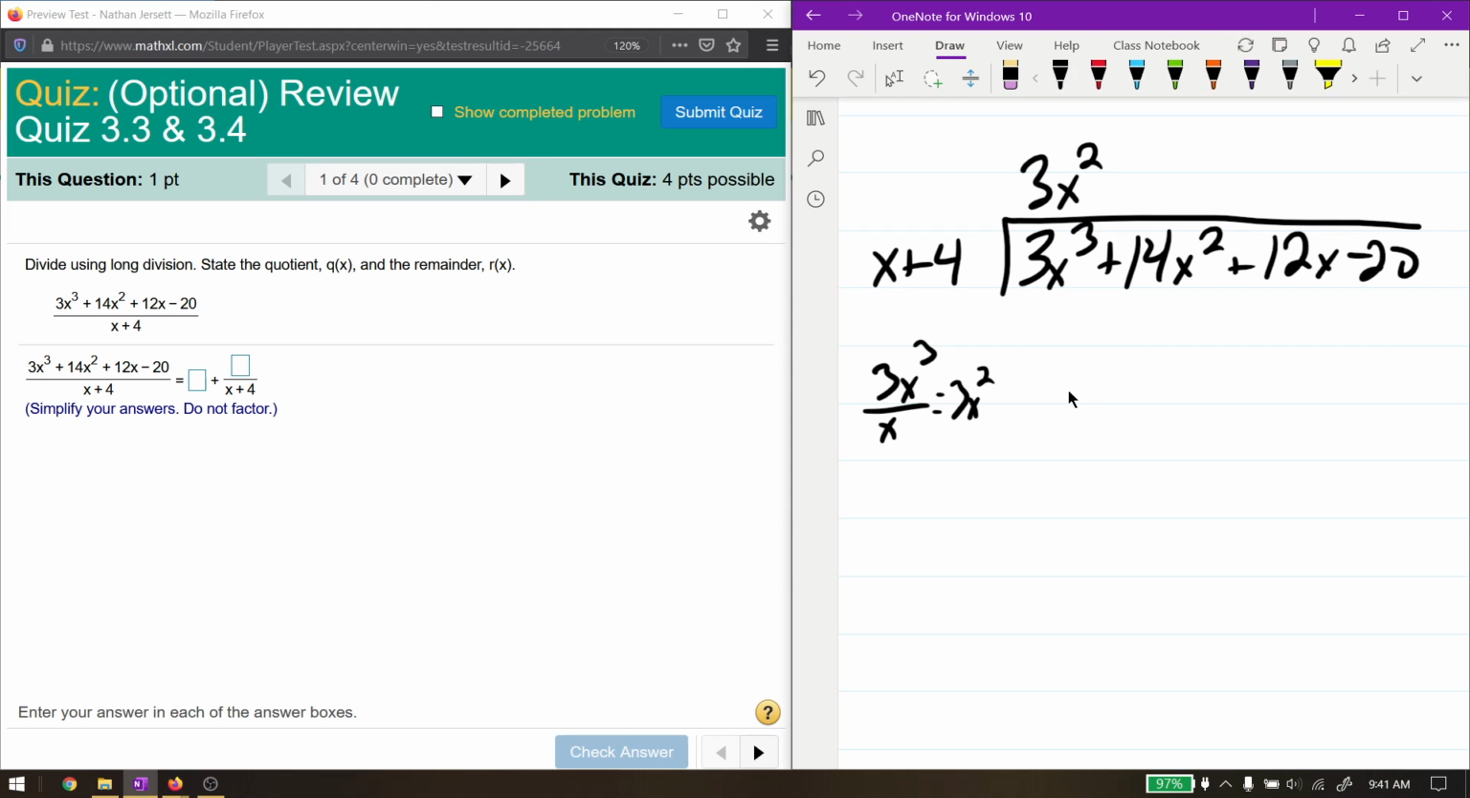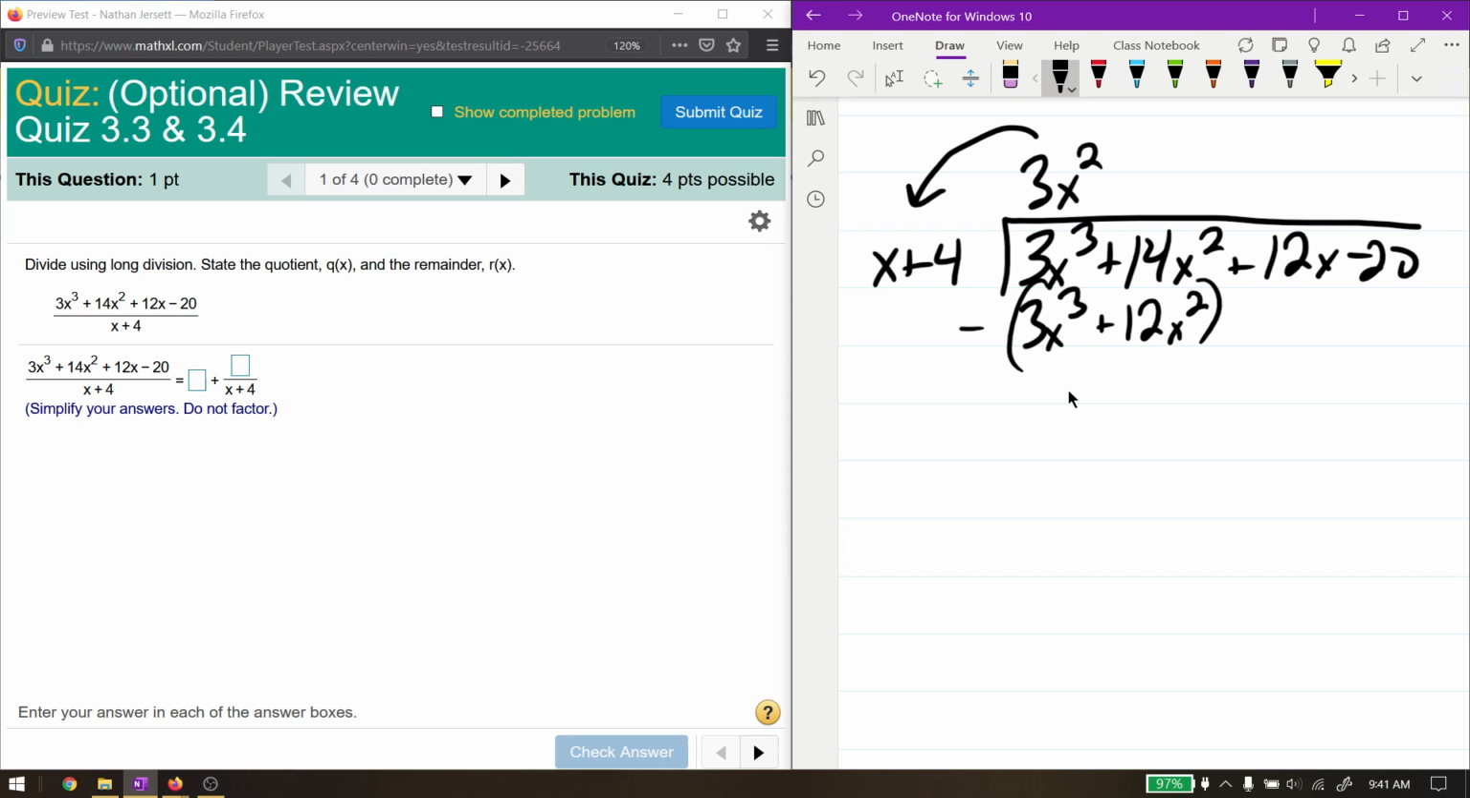And then the top thing gets distributed into this term. So 3x squared times x is 3x cubed. 3x squared times 4 is 12x squared. This gets subtracted from the polynomial. I wrote it specifically this way so that the like terms are in a column, and we can just subtract going down. So 3x cubed minus 3x cubed is 0. You should expect a 0 for the first term. Okay, and then 14 minus 12 is plus 2x squared. I'm going to bring down this next term, and we can continue.